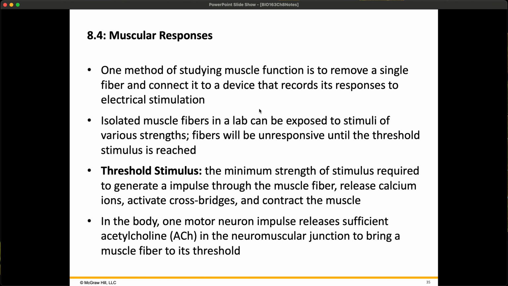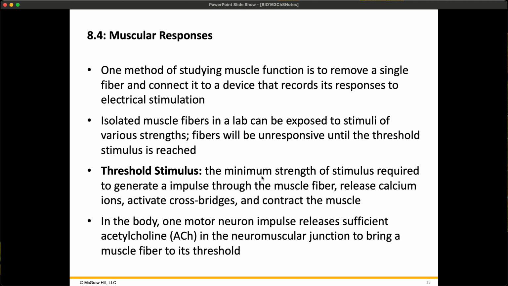All right, so looking at muscle responses. This is kind of like in lab work, trying to understand how muscles respond to different stimuli from the brain and the nervous system. One method is to remove one muscle fiber, one single muscle cell, and then attach it to some leads and send a certain signal strength to it at a certain time and see how the muscle fiber responds. Essentially, muscle fibers in a lab can be exposed to stimuli of varying strength. Maybe they start at 10% and then go up to 20, 30, 40, 50, as strong as the machine will go.